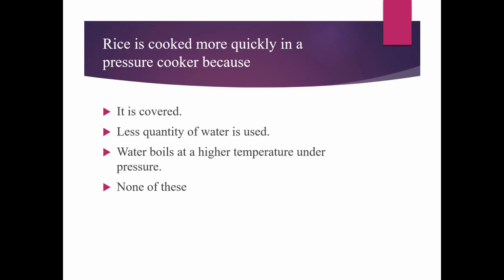Okay, rice is cooked more quickly in a pressure cooker because, okay, pressure cooker. So what does a pressure cooker do? You can say, what is the main purpose of the pressure cooker? Inside a pressure cooker, the pressure is really intense. So what does it do? It boils the water inside at a higher temperature. So the answer to this question is water boils at a higher temperature under pressure. So the rice gets cooked more quickly.